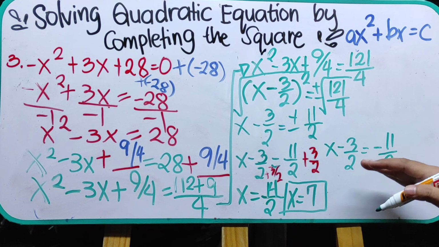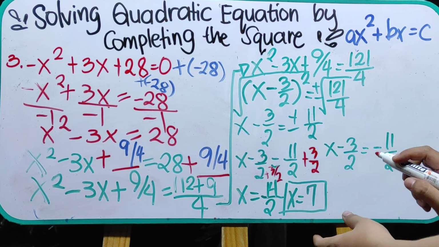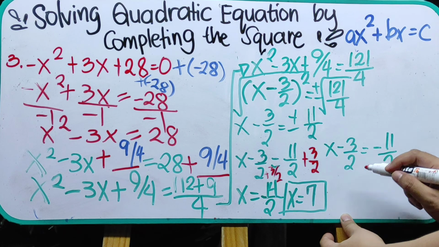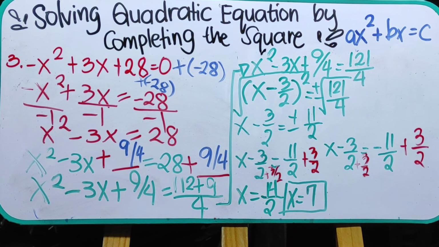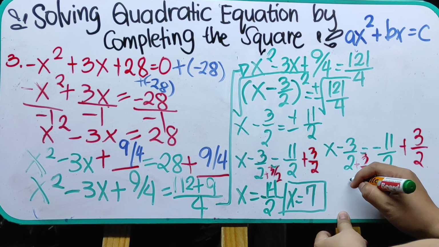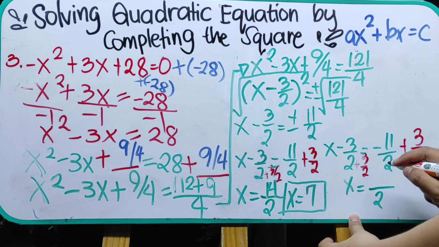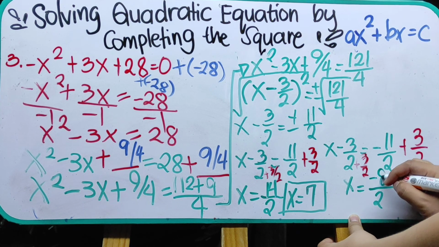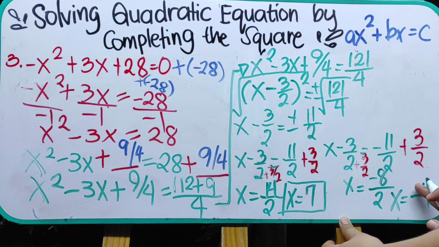Okay. For our solution number 2, we have x minus 3 halves equals negative 11 over 2. So, same lang din po by addition property of equality. Since this is negative 3 over 2, mag-a-add tayo ng 3 over 2 both sides. Okay. So, ang matitira na lang dito sa ating left side ay si x. And then dito, since they have the same denominator, we just copy the denominator and then simplify the numerator. So, we have negative 11 plus 3. Since they have unlike signs, nagsusubtract tayo. So, negative 11 plus 3, that is negative 8. So, negative 8 over 2, that is equal to negative 4.